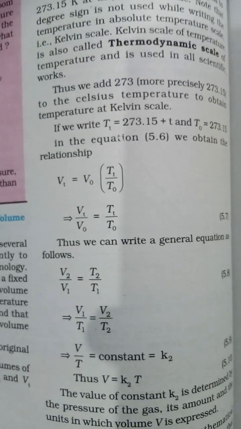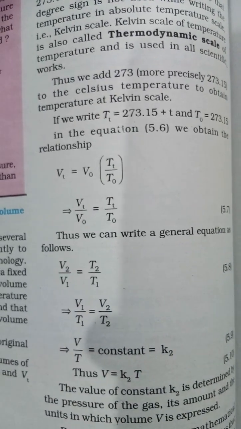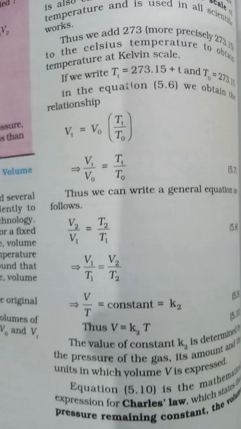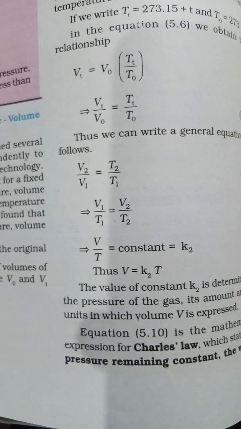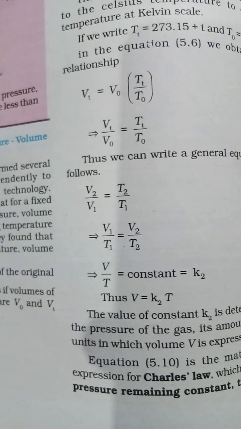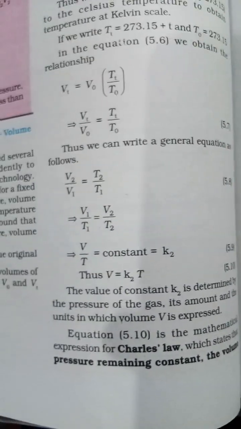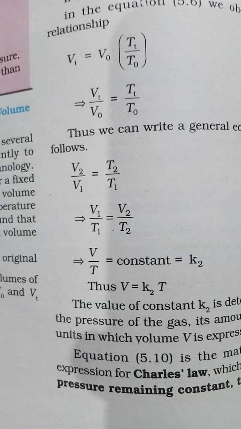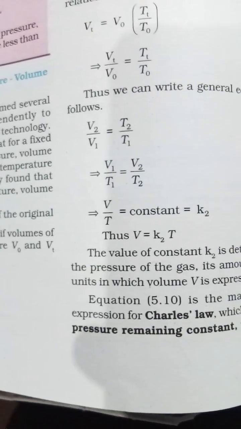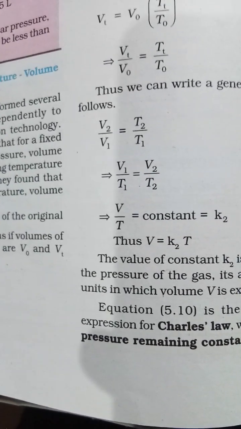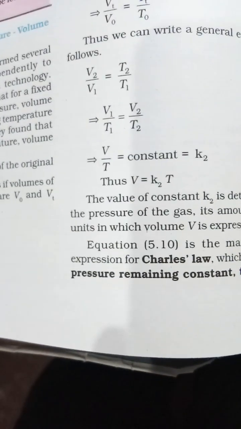If we write Tt is equal to 273.15 plus t and T0 is 273.15 in equation 5.6, we obtain the relationship Vt is equal to V0 times Tt by T0, and this implies Vt by V0 is equal to Tt by T0. Thus we can write a general equation as follows: V2 by V1 is equal to T2 by T1. That implies V1 by T1 is equal to V2 by T2, and V by T is equal to a constant k2. V is equal to k2 T.